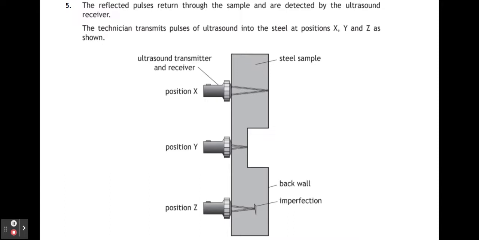So, in the diagram we can see at position X, the ultrasound is sent into the steel, reflecting off the back surface of the steel and reflecting back to the transmitter. At position Y, the same thing happens, but at position Y, the sample of steel is thinner. And at position Z, we can see the ultrasound being transmitted into the steel, but instead of hitting the back wall of the steel, it is colliding with an imperfection within the steel sample and reflecting back before it reaches the back wall.